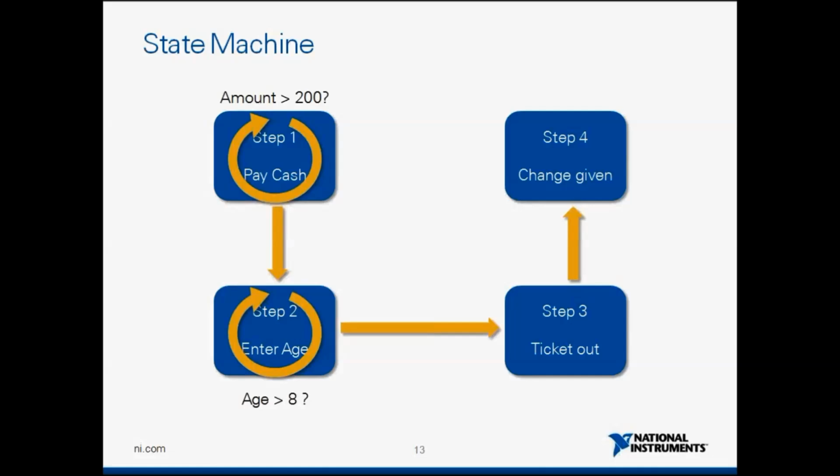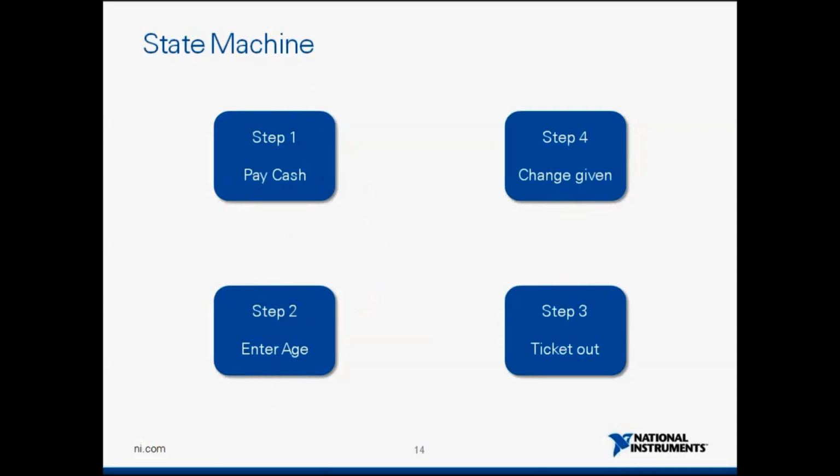The next feature I'm missing is, suppose the age entered is less than 8 years. The execution has to return to step 1. This breaks the sequence and jumps across it. After the end of all steps, the program must restart for a new ticket.